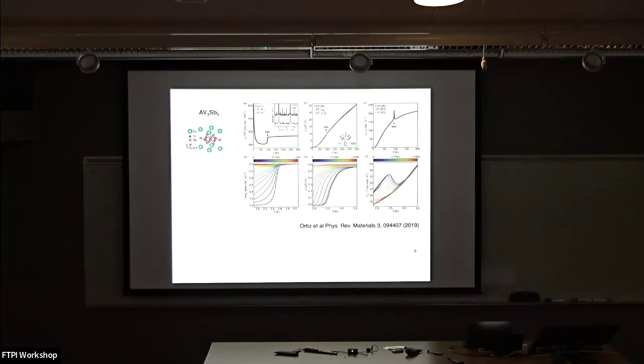Cesium V3Sb5: magnetization, resistivity, heat capacity. This is the CDW transition. And then below 2.5 kelvin, there is superconductivity. The superconductivity emerges from the CDW state. And well, people talk about various miracles here.